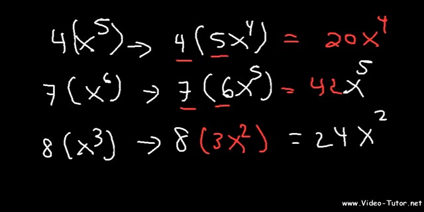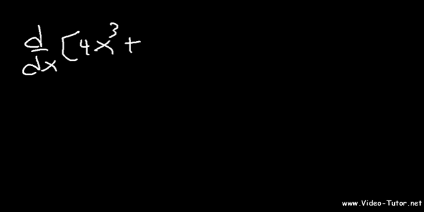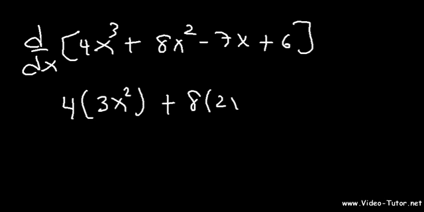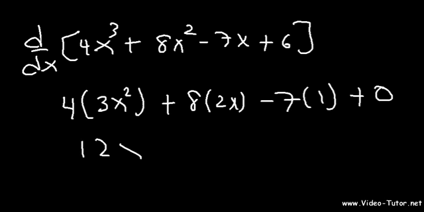Now let's say if we have a polynomial function. Let's say if you want to differentiate 4x cubed plus 8x squared minus 7x plus 6. So you just got to find the derivative of each one separately. So the derivative of 4x cubed is just 4 times 3x squared. The derivative of x squared is 2x. The derivative of x is 1. And the derivative of 6 is 0. So it's going to be 12x squared plus 16x minus 7.